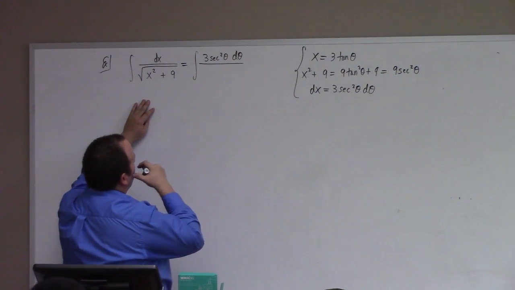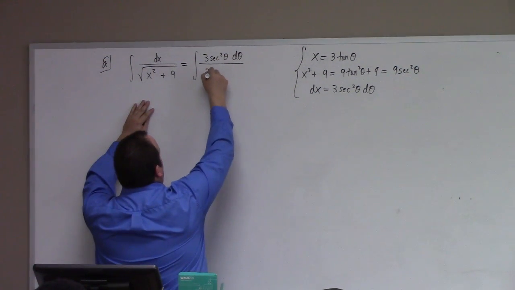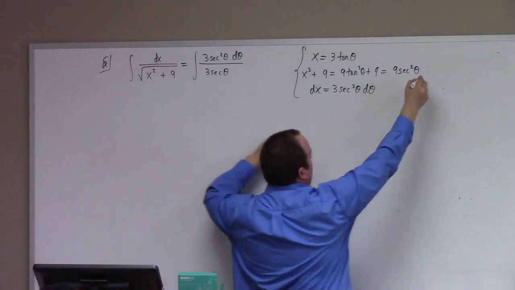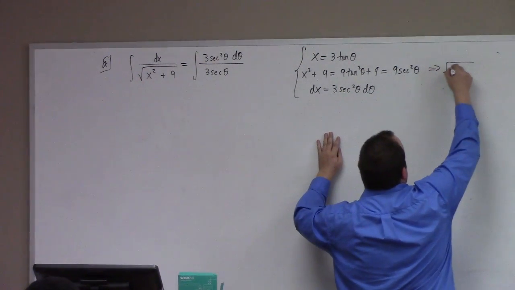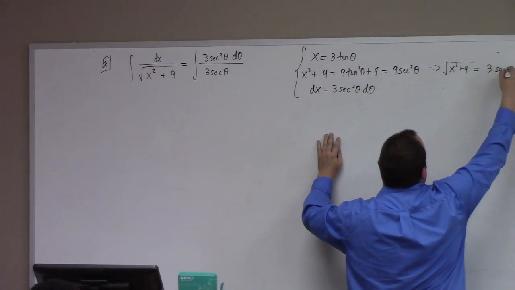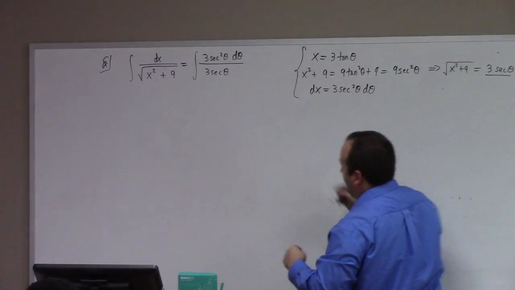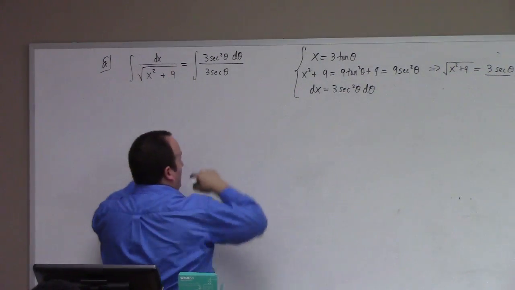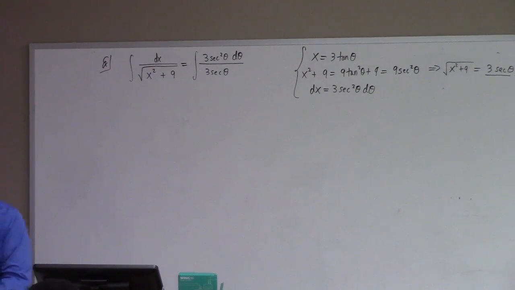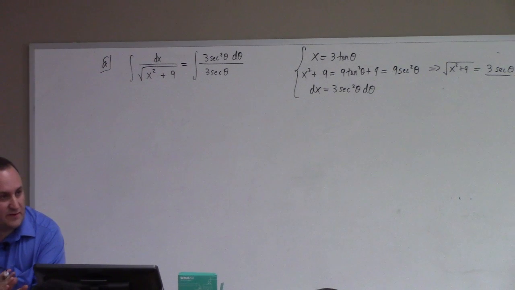What was the square root of x squared plus 9? It's 3 secant theta, right? So this says the square root of x squared plus 9 is equal to 3 secant theta. All right? So I put 3 secant theta here. When you do a u substitution, what do you have to do? You have to plug in the formula for u somehow, but you also have to differentiate the u and figure out how it relates to the dx.